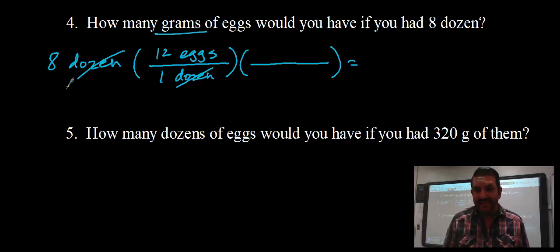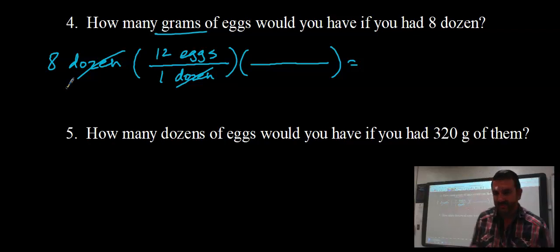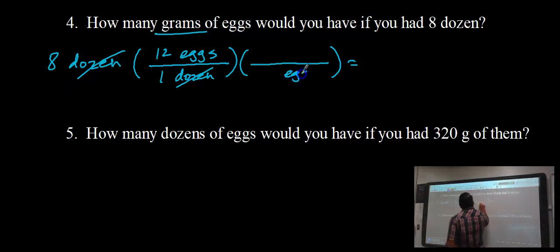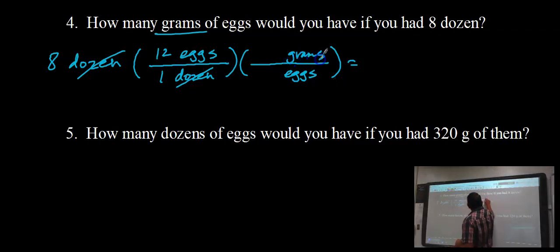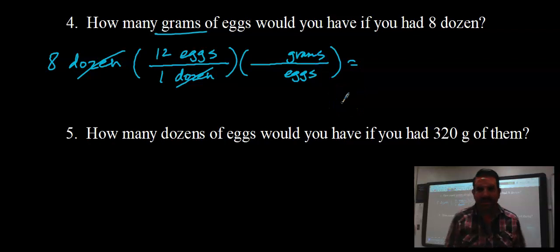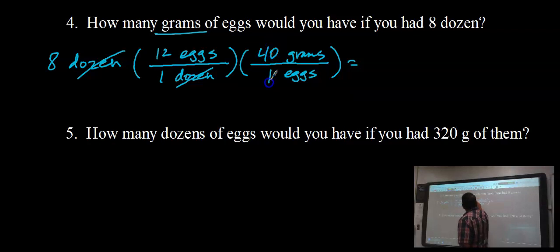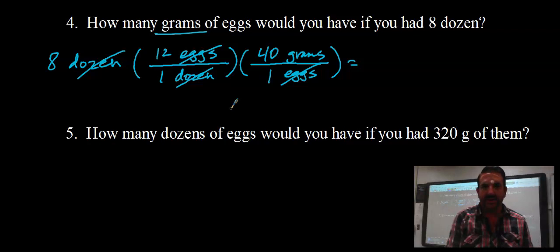Where must eggs go so that it cancels? And we're trying to find grams, so where must grams go so that it does not cancel? What is the relationship between grams and eggs? When we multiply those units, eggs cancel, we're left with grams. Go ahead and pause the video and see what you get.